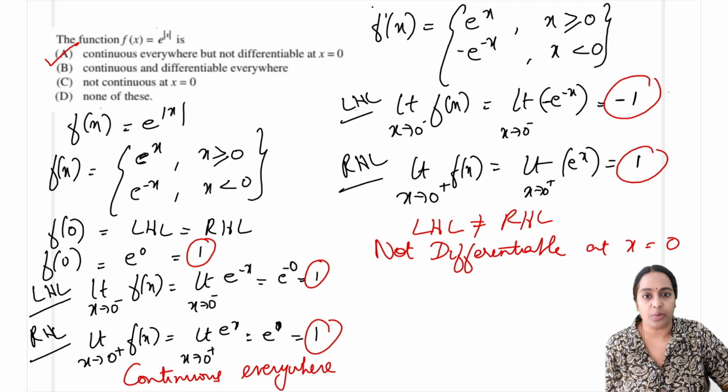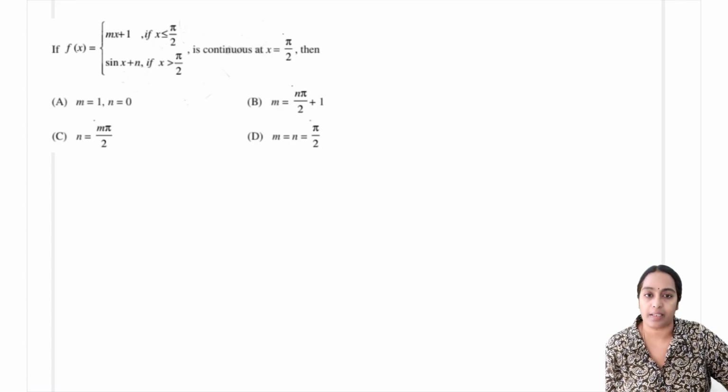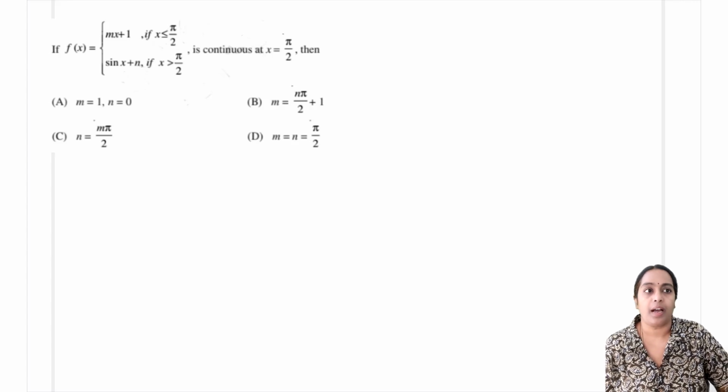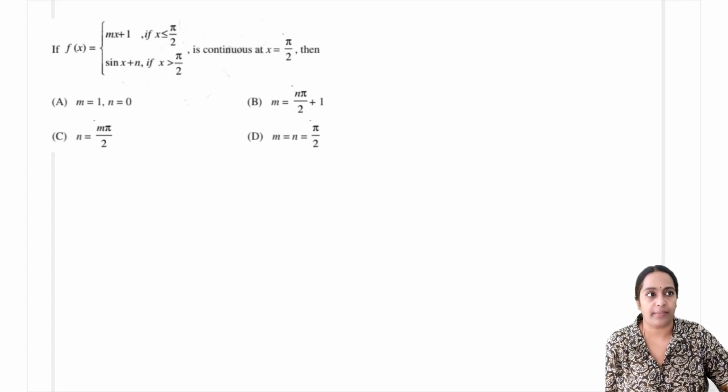So moving on to question number 5. The question says, if f of x equals mx plus 1, where x is less than or equal to pi by 2, and sin x plus n if x is greater than pi by 2, and this function is continuous at x is equal to pi by 2, then there are 4 options for the relation connecting m and n.